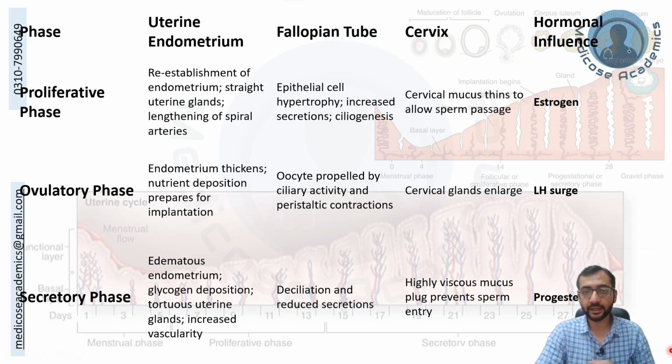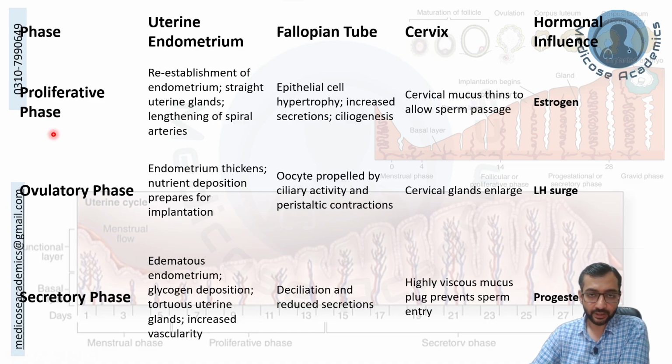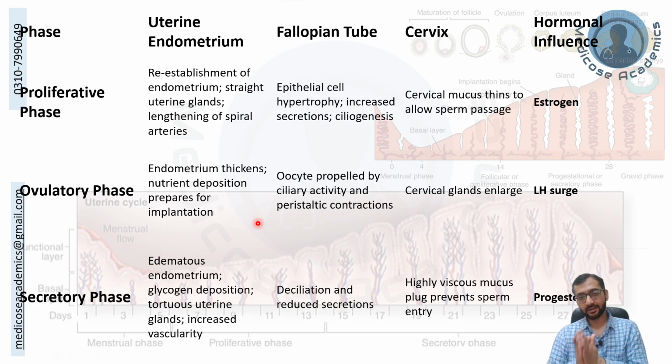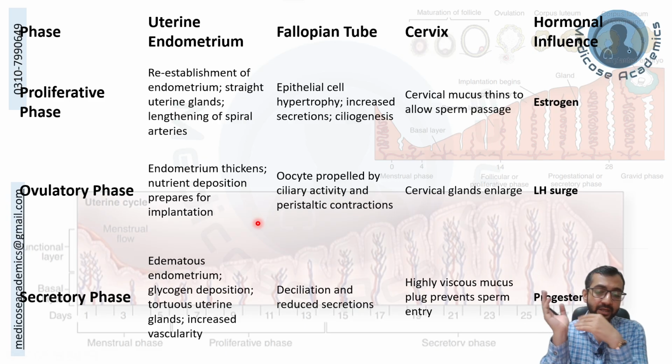You can pause the video here and take the picture. The proliferative phase was where the endometrium was being established, with lengthening of the spiral arteries. The fallopian tube had epithelial cell hypertrophy, secretion, cilia beating, ciliogenesis, and the mucus plug thins to allow passage of sperm for the oncoming fertile period, the ovulation. Then the endometrium thickens, nutrient deposits are there, implantation is here, and the oocyte is propelled by ciliary activity and peristaltic movement after ovulation. Cervical glands enlarge.